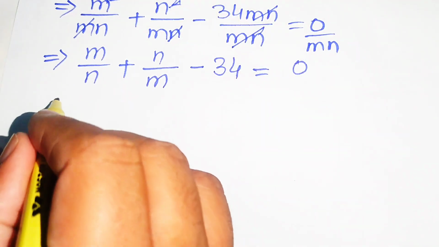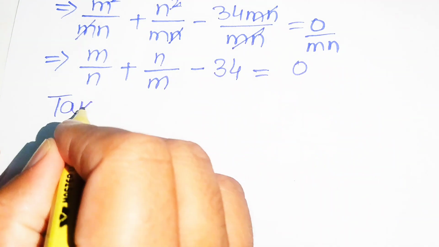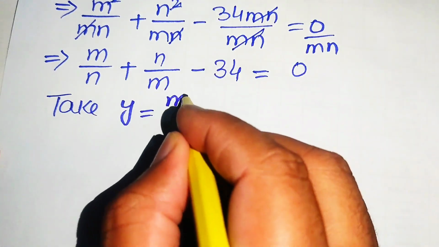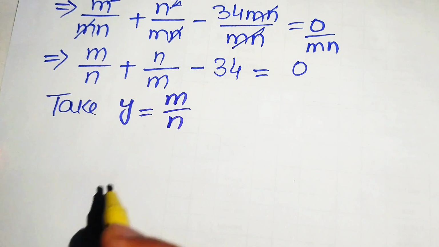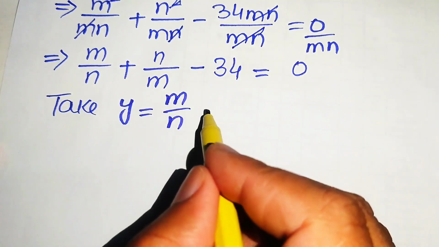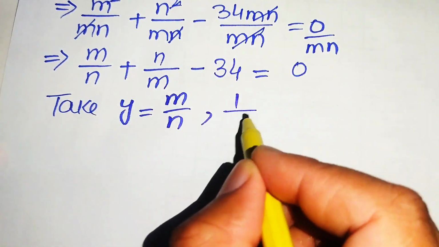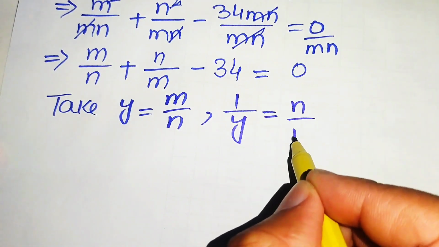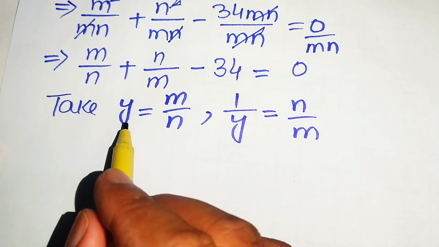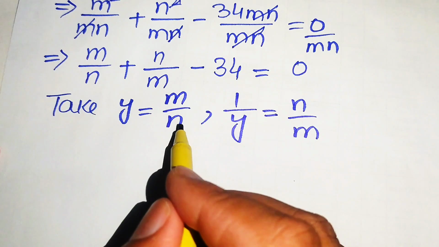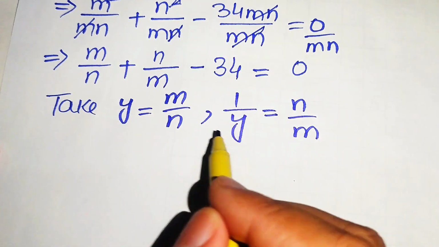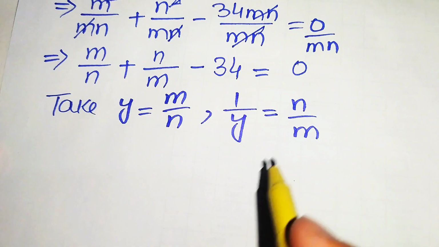So now we will just take y equals m over n. When we take y equals m over n, then 1 over y equals n over m. It means that if we have y equals m over n, then we take the reciprocal of this term, this y becomes 1 over y, and this m over n becomes n over m.